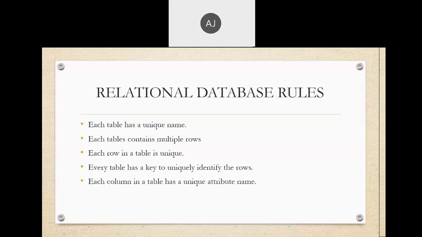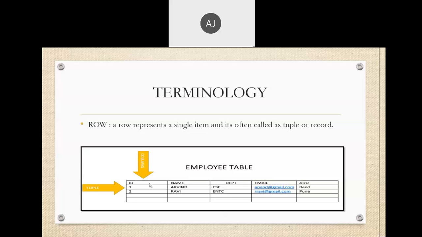Okay. So the next concept is, and I have written it fully: each column in the table has a unique attribute name. These columns, ID, name, department, email and address, must be unique. That means the same attribute should not repeat. Okay. So why should the same attribute not repeat?